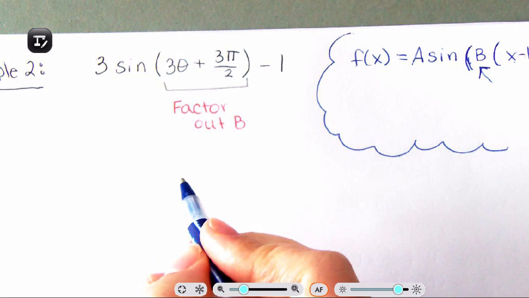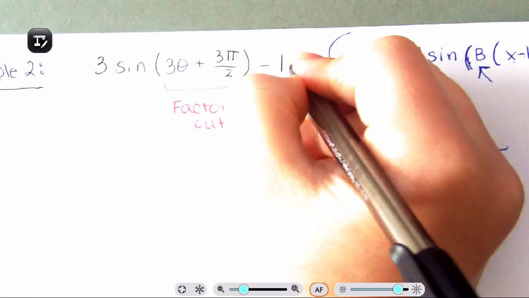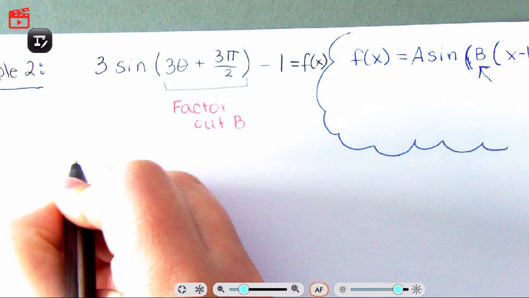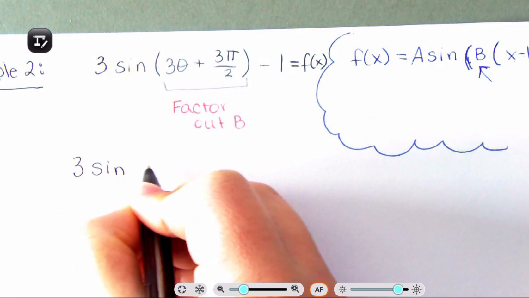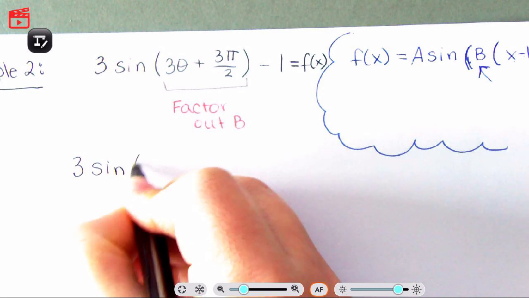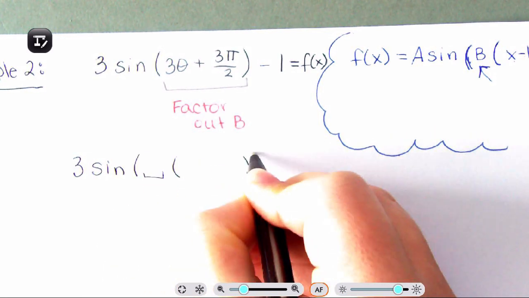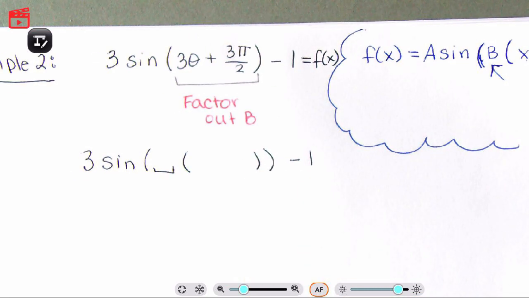So how do you do that? How do you pull this out? So I'm going to rewrite this, and I actually just noticed that I forgot to put my f of x here. Okay, so how do you do that? So we're going to rewrite this 3 times sine of, and I know there's going to be a b value here, times something minus 1. And so how do you do this?